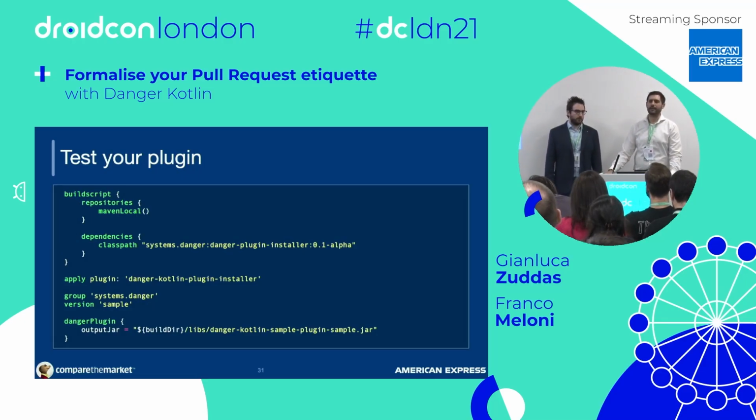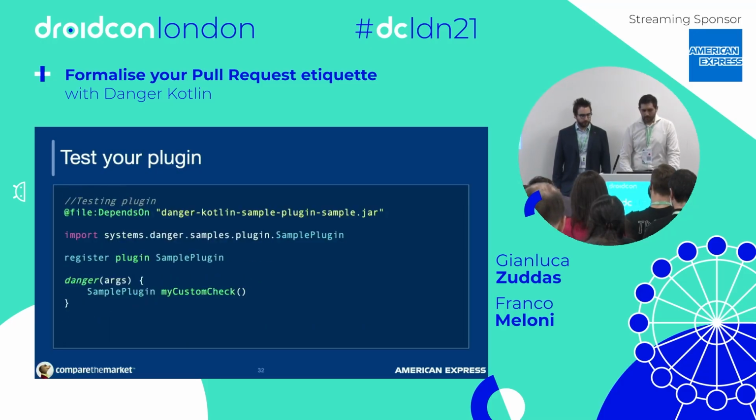Otherwise, it becomes complicated to test every time because you need to upload the plugin on Maven, and you are uploading something that is not stable, so it's not cool. It's much better that you can test every time to make sure that everything is working properly. And after, when everything is stable, you can publish your plugin on Maven Central. And as we mentioned already before, you can use your plugin directly with the depends on annotation, Danger Kotlin sample plugin jar, so you can use your plugin and make it available for everyone.